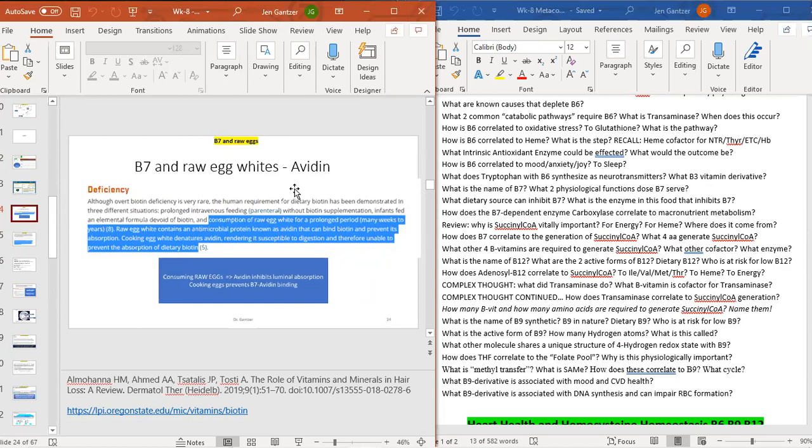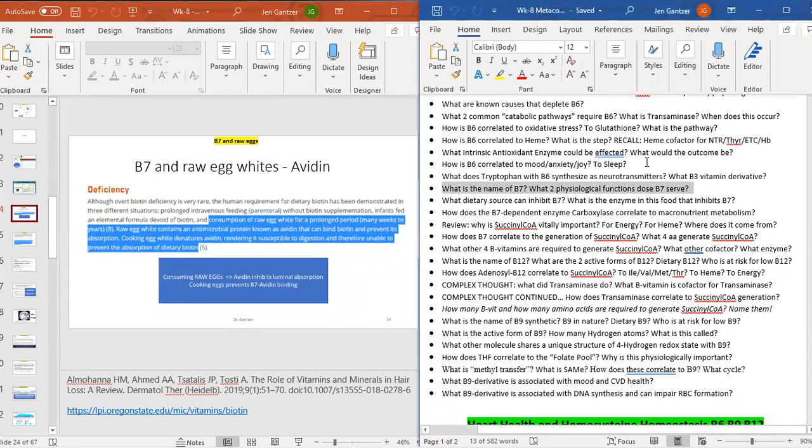Avidin in raw eggs can inhibit dietary biotin. And it does it right here with this funky word. The biotinase is inhibited by the avidin. And that comes from raw eggs. So associate biotin, avidin, dietary biotin, B7, with raw eggs.